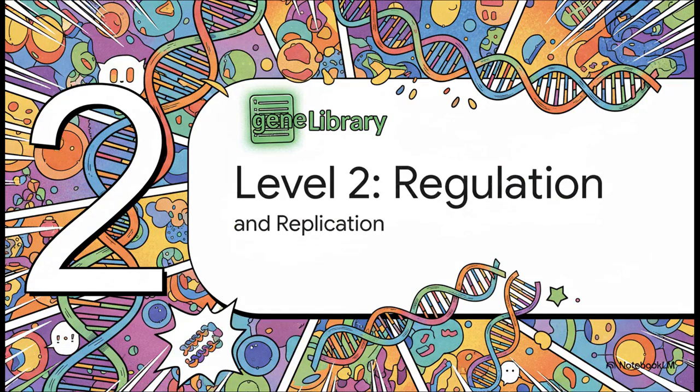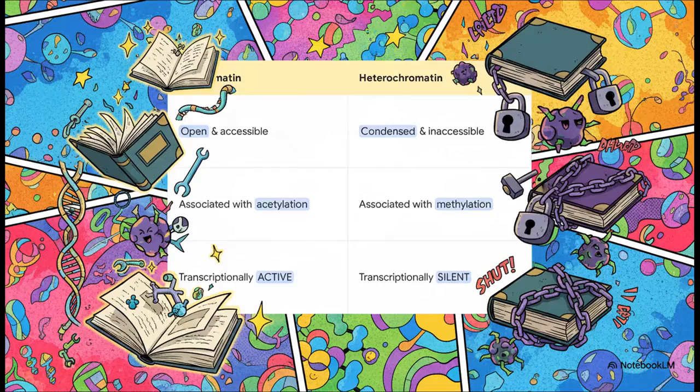All right, level 2, let's talk regulation and replication. This is where things get really cool. We're going to look at how the cell actually organizes all that DNA. It's like a massive library, and how it makes perfect copies of it. So your DNA isn't just a tangled mess. It's packaged in 2 main ways.